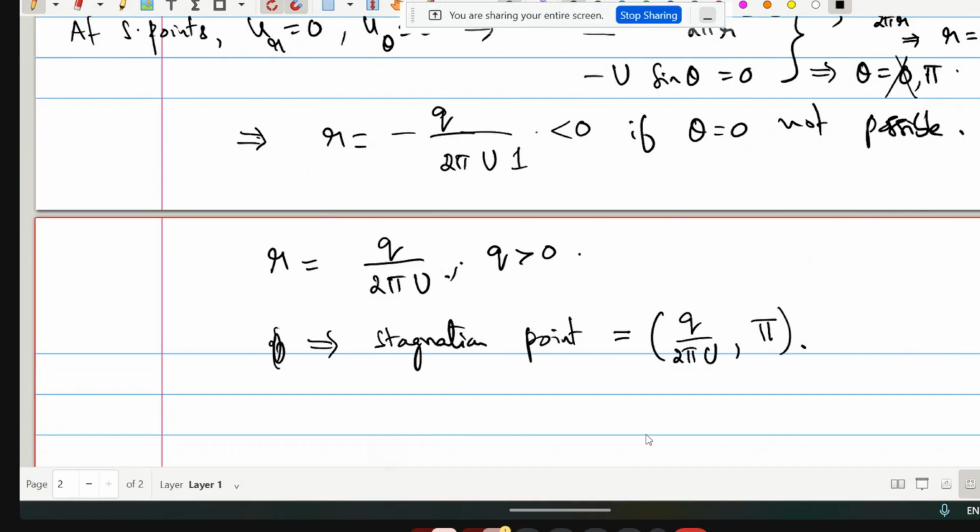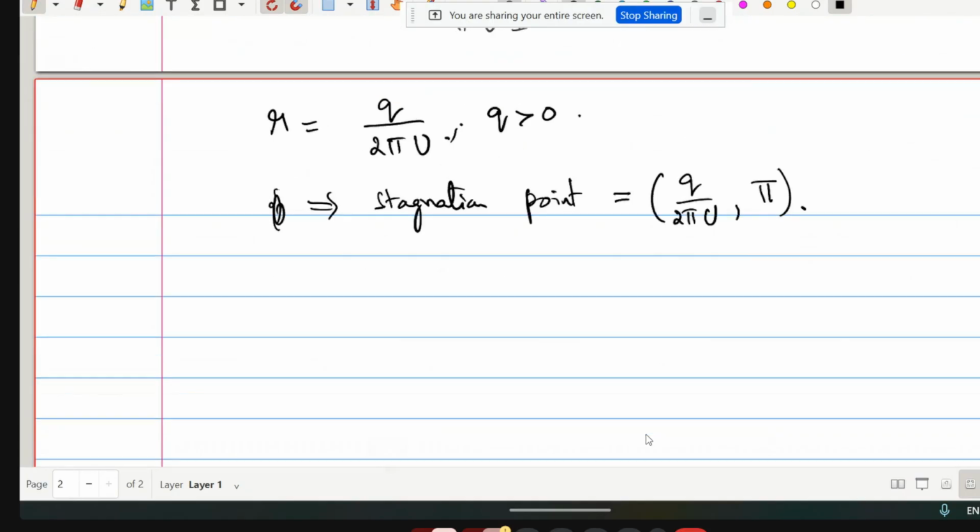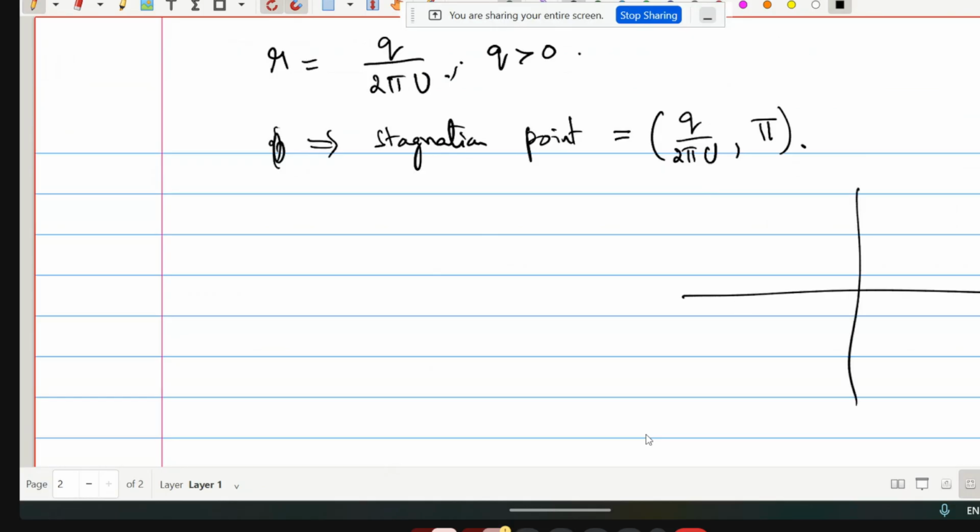If you actually see it, draw the thing. You have a source here, and Q is positive, right? Theta is pi, so your point is here, right? That means this distance is R, which is Q divided by 2 pi U. So this point is basically Q divided by 2 pi U, comma pi. This is your stagnation point, and this is your origin.